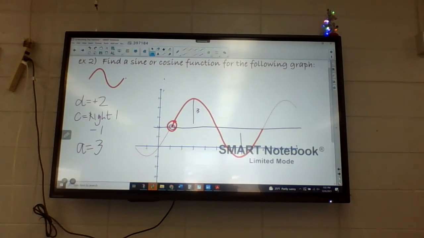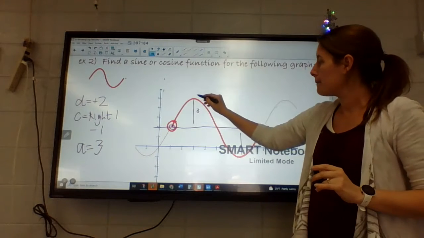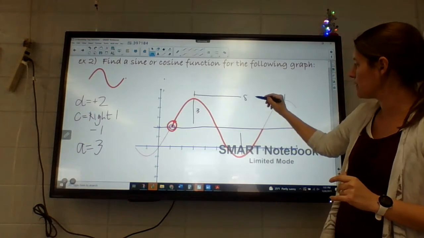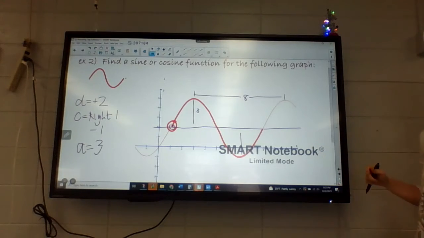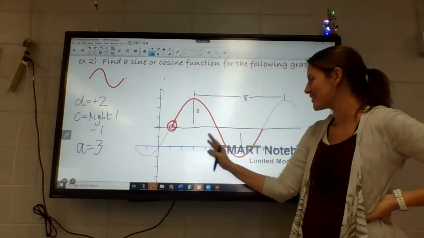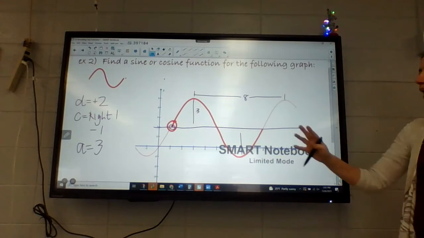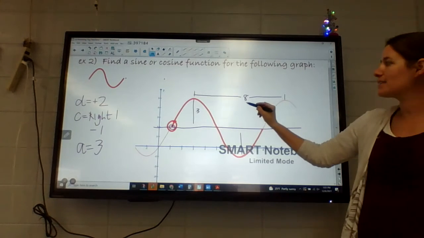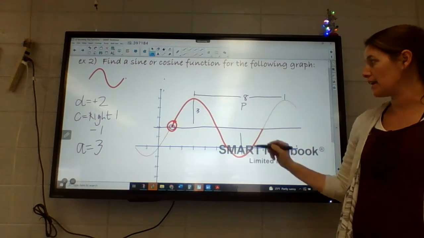Now the period's probably the toughest one. And this one is strange because we don't have pi's as our units on our graph. But it goes from 3 to 11. Or like Jolie had checked, 1 to 9, same thing. So anywhere you check, the start to the end should be 8 apart. Now that's the period, that's P.